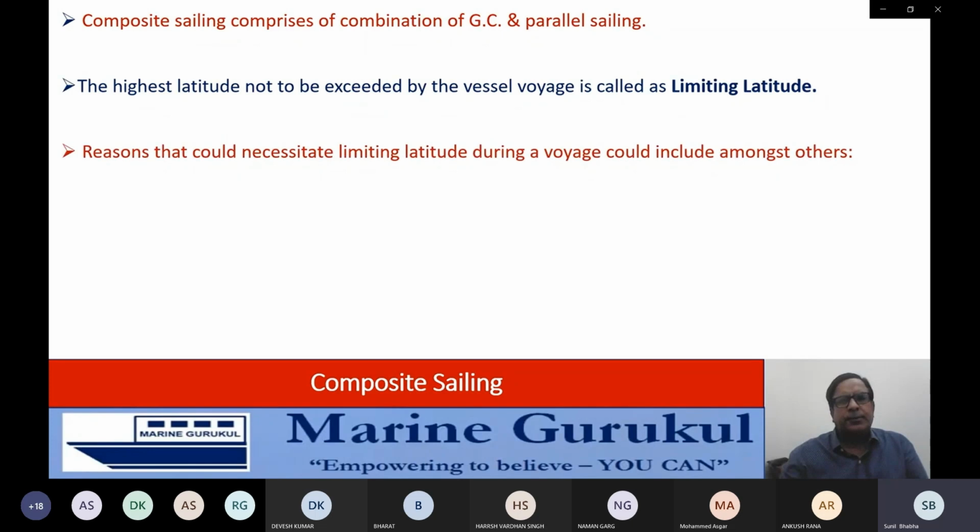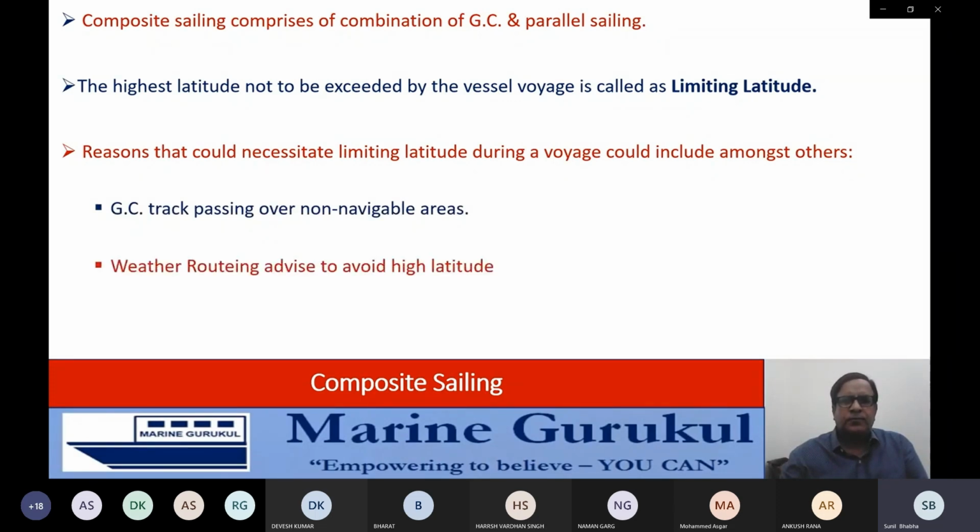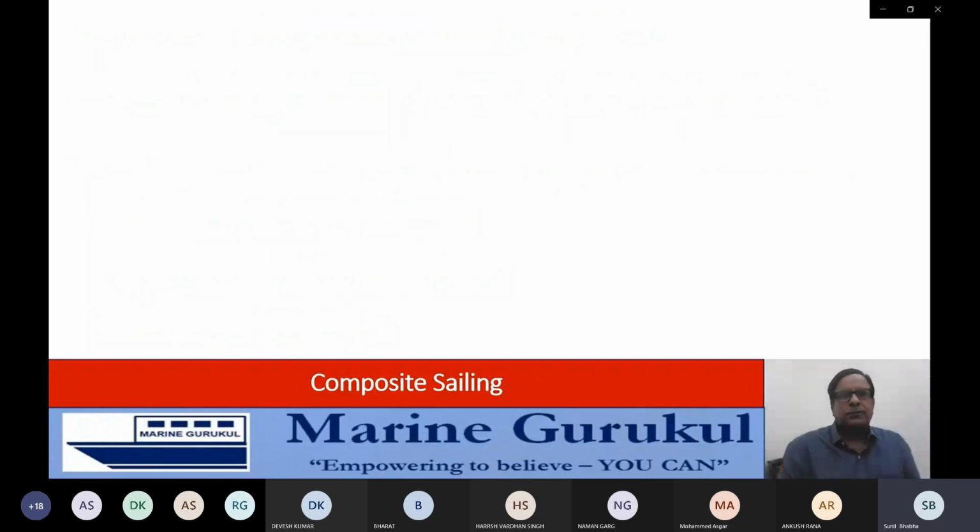Reasons that could necessitate a limiting latitude during a voyage could include, amongst others, the great circle track passing over non-navigable waters, weather routing advice to avoid high latitudes, or ice conditions in the high latitudes. So if there are reasons to limit the latitude, then to strike a balance between the shortest distance and a safe track, we could use what we have called composite sailing.